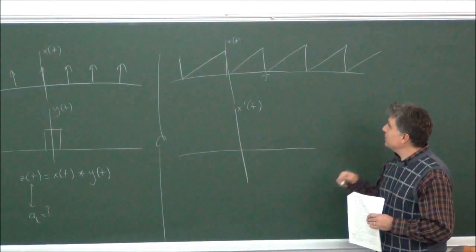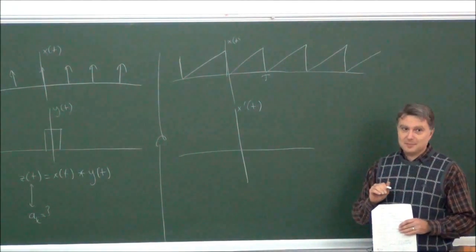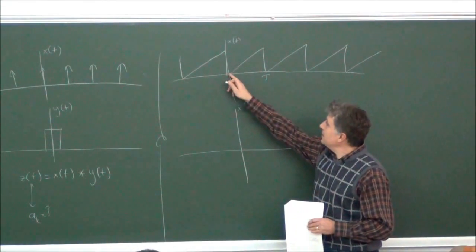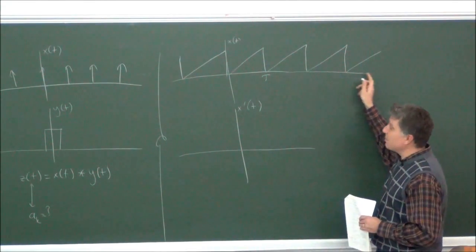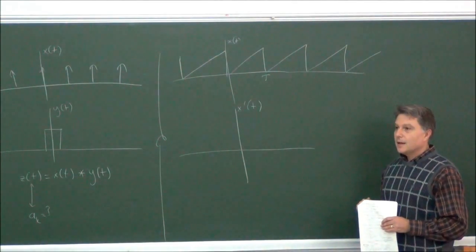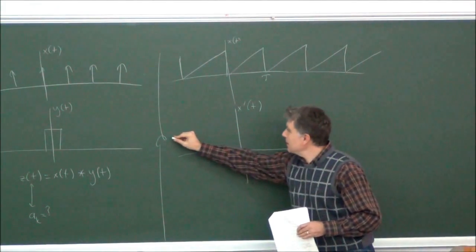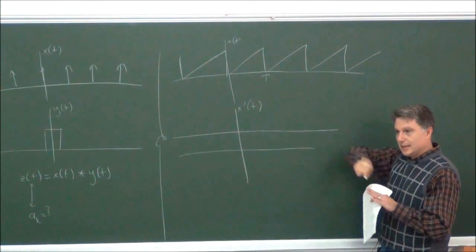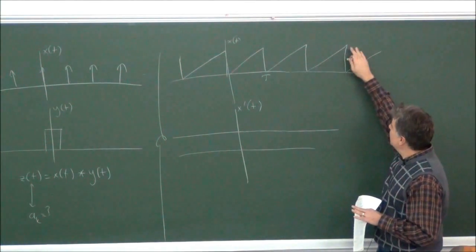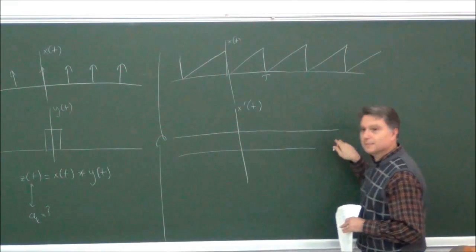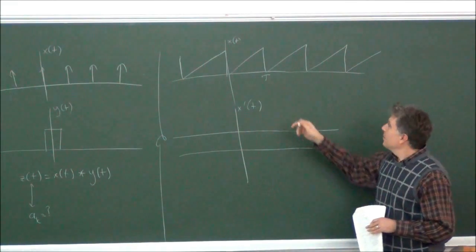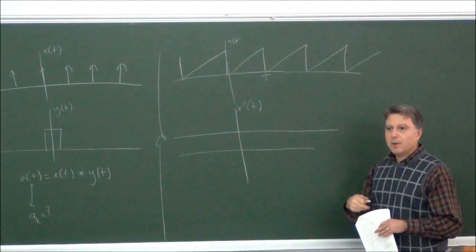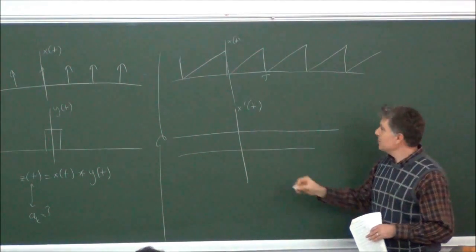And the time derivative is an interesting thing because everywhere except these instances of impulses, the time derivative of this thing is a constant. Whatever the slope of this angle is, that thing is this level. So what are these then? They are impulses with negative values.